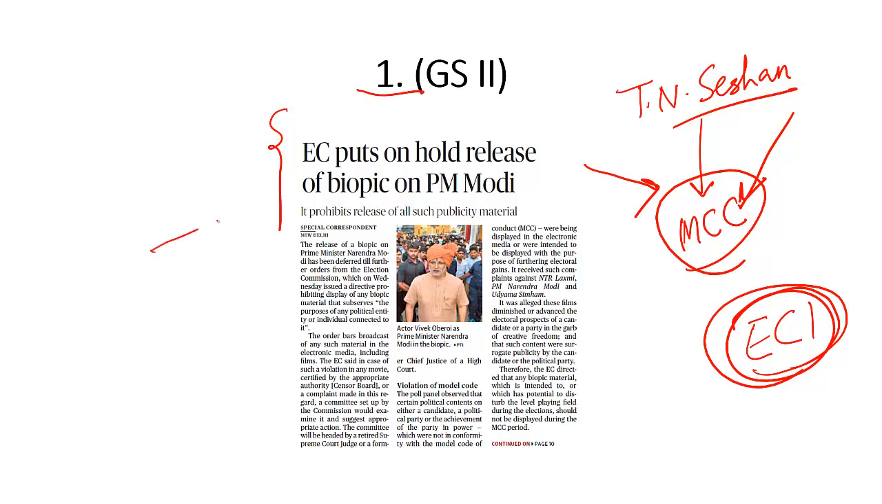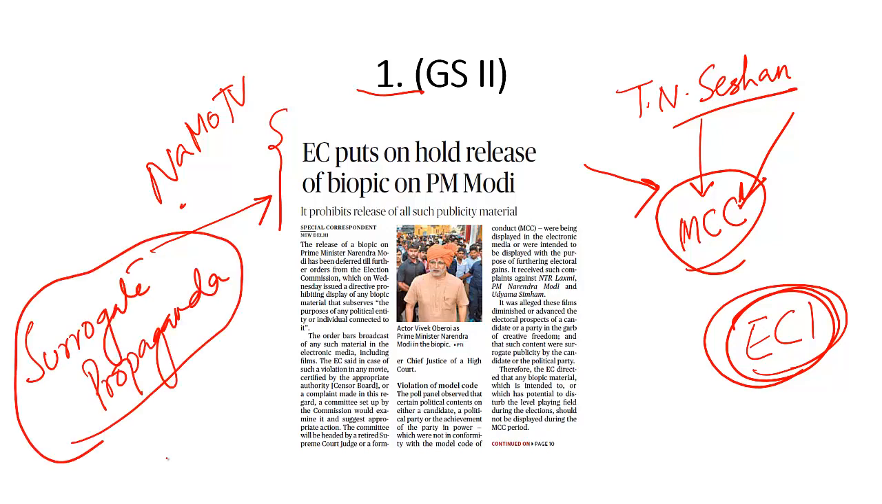It has banned the release of the biopic on Prime Minister Modi, stopped the beaming of Namo TV and other surrogate propaganda. And what is this surrogate propaganda? If a candidate or a political party wants to propagate its ideology, its manifesto, its claims, that is what we call propaganda, and they are free to do that. But if someone else does this on behalf of this political party, that is what we call surrogate propaganda.